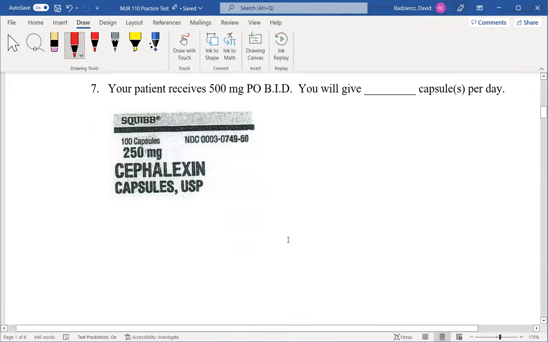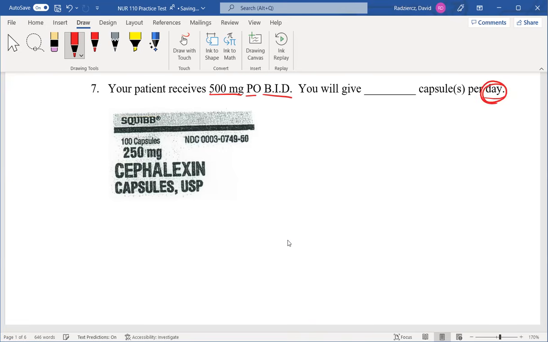These are the ones that you'll prefer to do because they are a little bit more straightforward. You probably have a little bit more experience with just capsules and tablets and things like that. So this tells us that we have an order of 500 milligrams by mouth, BID, which means 2 times per day. Then it says how many capsules do you give per day. So that's important. So you're used to calculating per dose, but this question asks you how many per day.